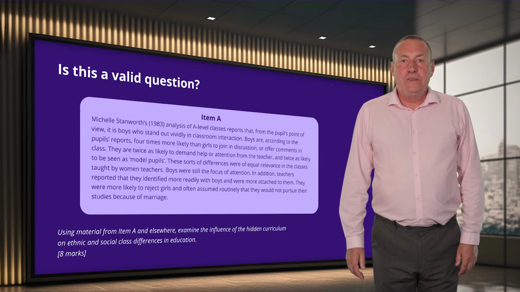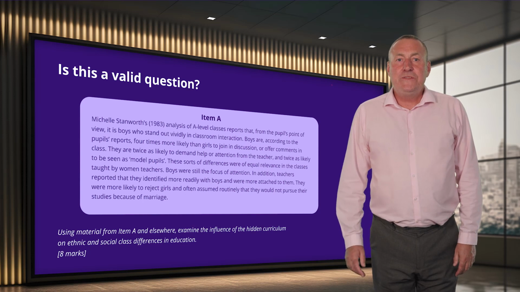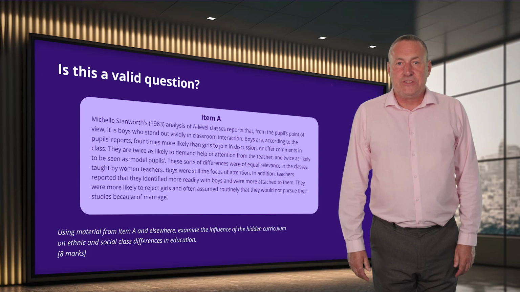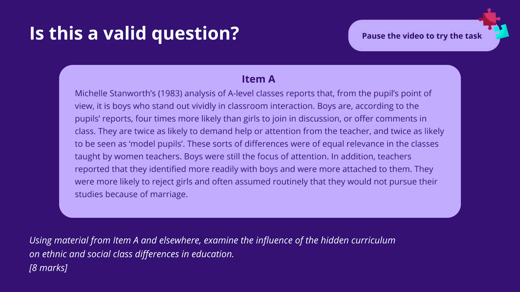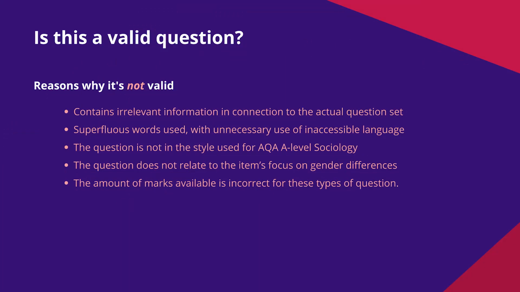So, let's now consider some questions. Which of these questions would be appropriate or not for assessing A-level sociology students, and why? We shall begin with a question based on an item. As shown here by these key points, clearly there are some real issues with the design of this question. To ensure that this question is a valid one, it would need to be amended in many ways.